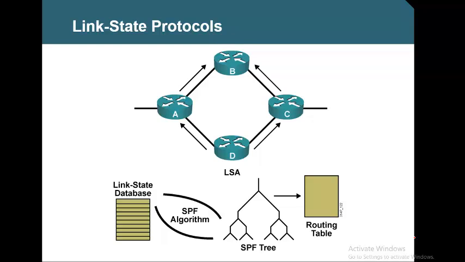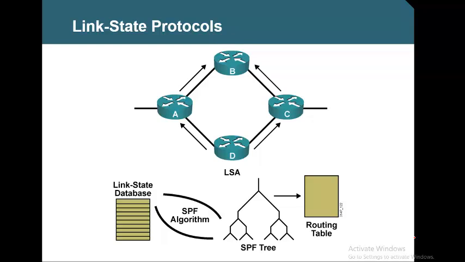Fine. Now, these things like the area ID, the authentication type, the authentication string, stub, and timers, all these things need to match when a router sends hello to the other. If not, they don't form a neighbor. After they form a neighbor, they advertise their database. Every router builds a database.